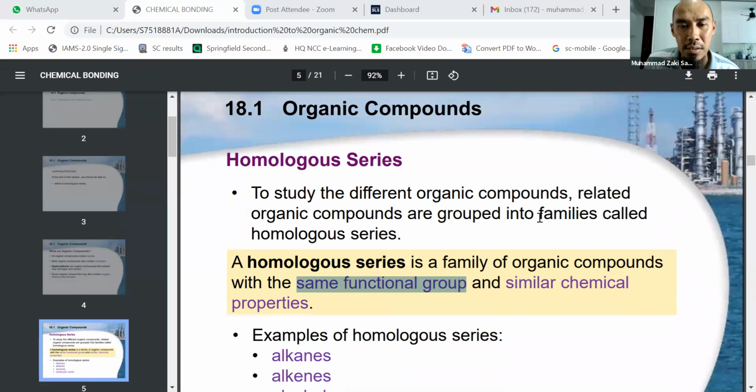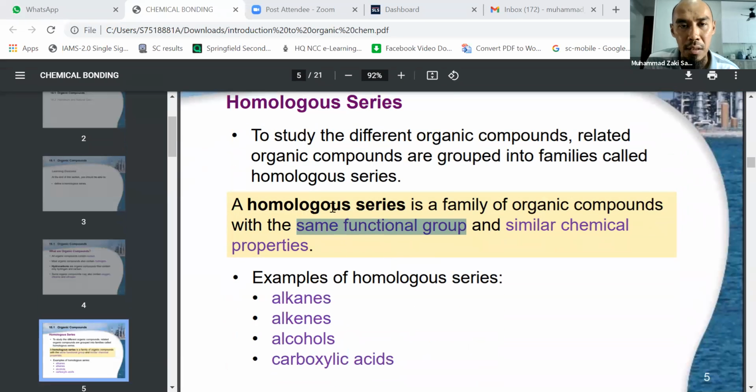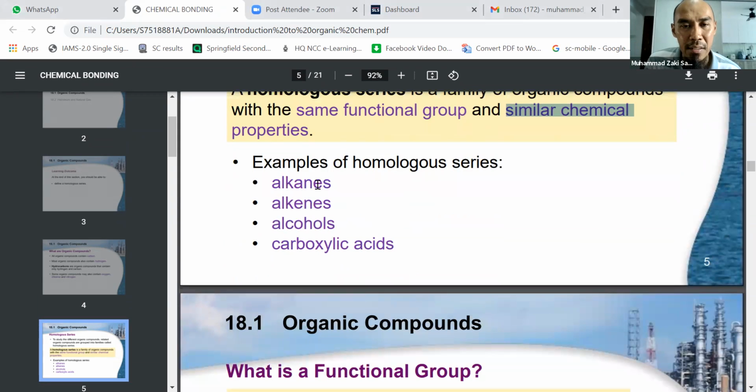Organic compounds, okay. Now we are in the homologous series. They have the same functional group and similar chemical properties. That is, they undergo similar chemical reactions. So what are the homologous series you need to learn? They are alkanes, alkenes, alcohols, and carboxylic acids.